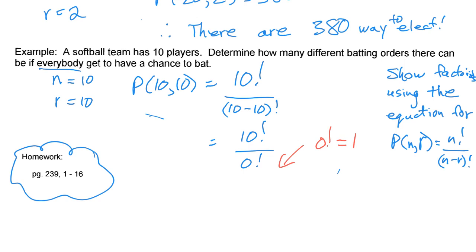So our final answer is 10 factorial. Punch that in your calculator. 10 factorial over 1 is just 10 factorial. And that gives us 3,628,800 ways for everyone on the softball team to have a chance at bat. That's it. We're done.